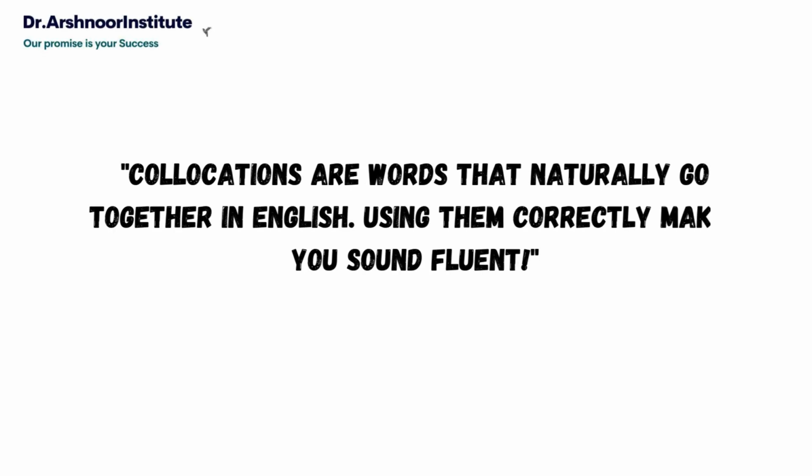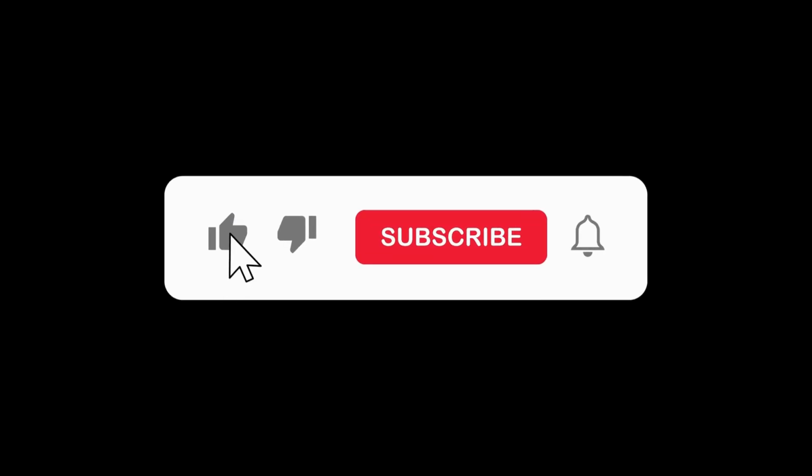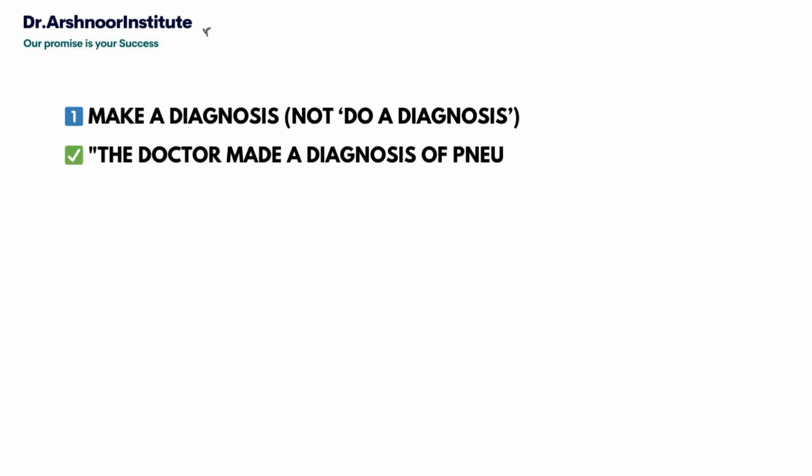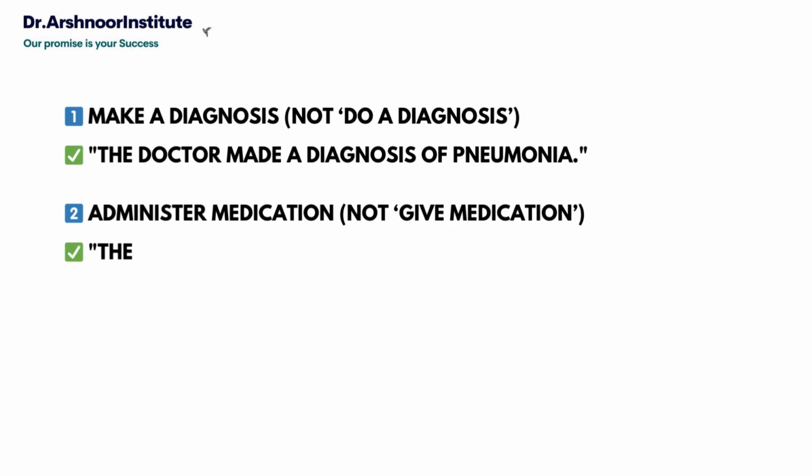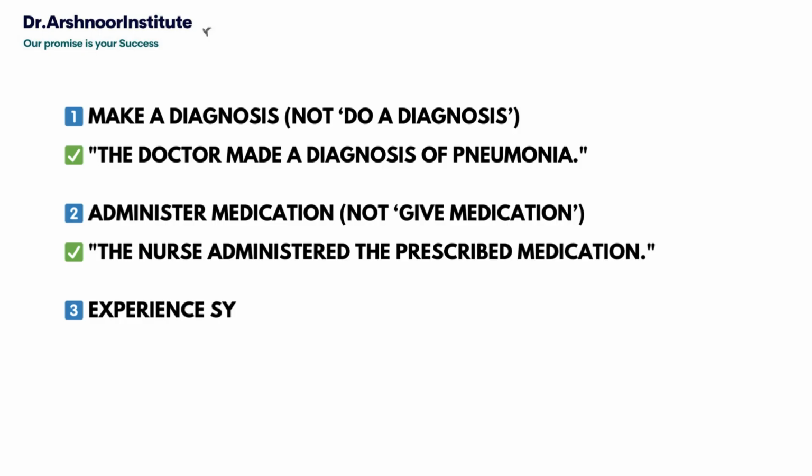Collocations are words that naturally go together in English. Using them correctly makes you sound fluent. Make a diagnosis, not do a diagnosis. The doctor made a diagnosis of pneumonia. Administer medication, not give medication. The nurse administered the prescribed medication.